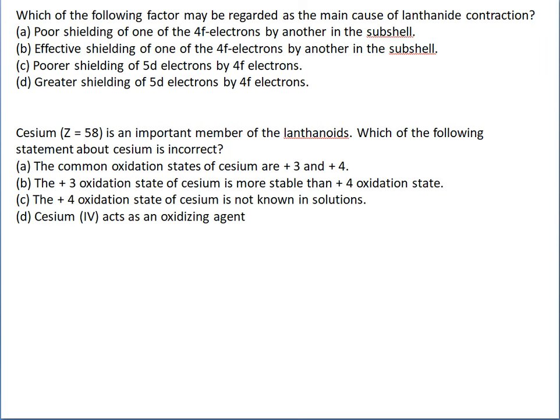Which of the following factor may be regarded as the main cause of lanthanide contraction? Main cause of lanthanide contraction is the poor shielding of 4f electrons. Okay, 4f electrons in the subshell. So because of the poor shielding effect of 4f electrons, the lanthanide contraction happens.